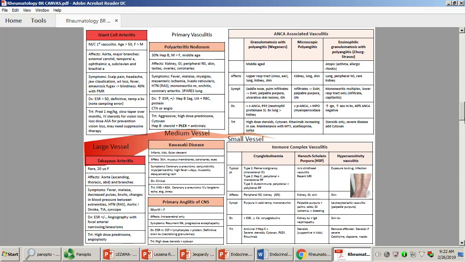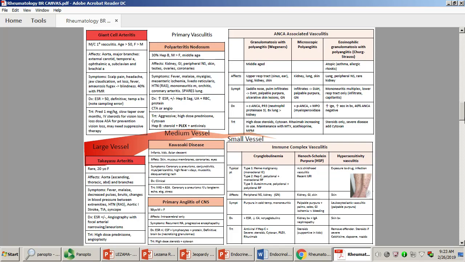Alrighty. Any questions about Takayasu? Pretty rare. But a young patient with really bad hypertension and maybe missing pulses. It's usually the pulselessness, that's kind of the classic sign. Then you're going to start thinking Takayasu.